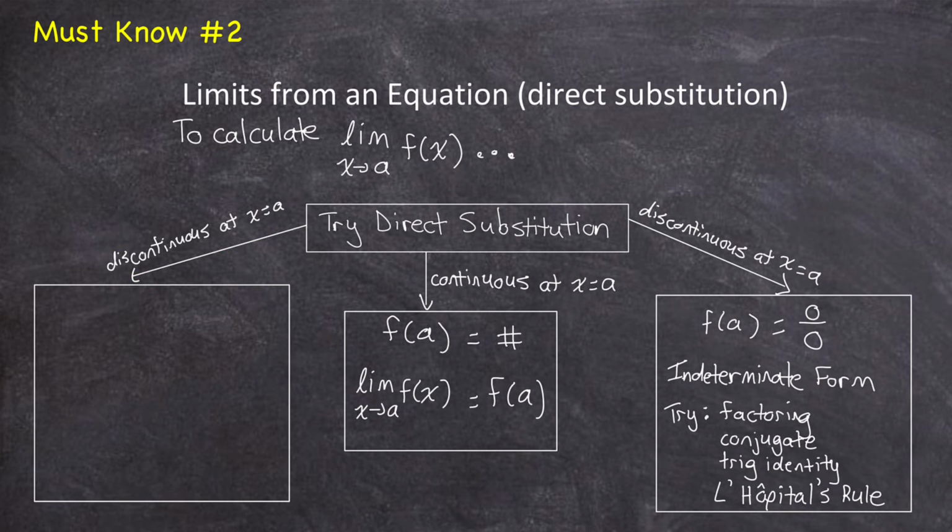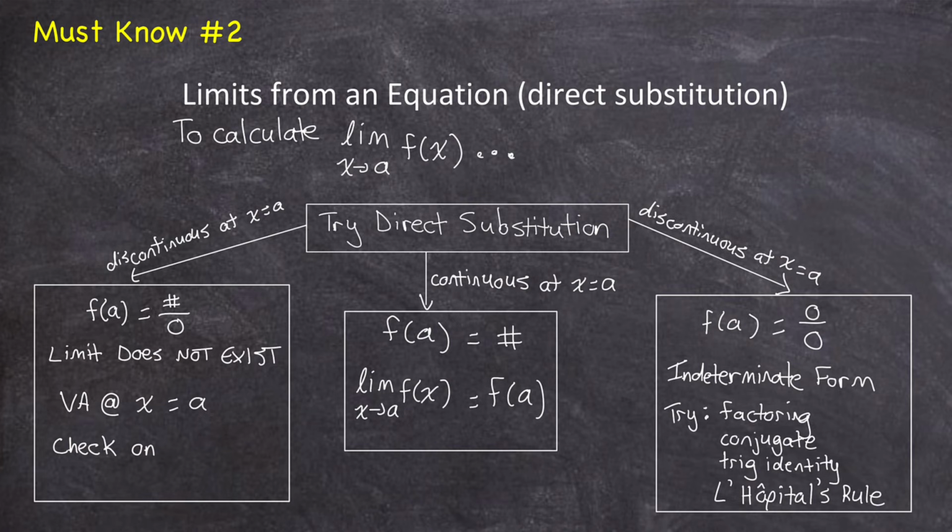The other thing that could happen if the function is discontinuous at x equals a is that when you do direct substitution, you calculate that f at a is equal to some non-zero number over 0. And this actually means that the limit does not exist. And it usually means that there is a vertical asymptote at x equals a. But to verify if in fact it does have a vertical asymptote there, you would have to check the one-sided limits to check its behavior as x approaches a.